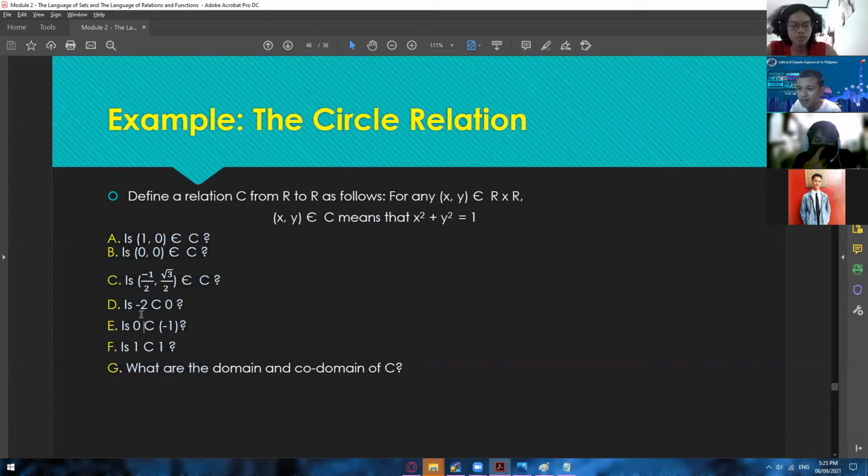So we have a given ordered pair in here, wherein (1, 0) is an element of C. Is this ordered pair in relation with each other? Before it was represented by R, but in here it's now represented by C, meaning it's a circle relation. For us to say that they are in relation, you must meet this condition: x squared plus y squared is equal to 1. This is the x and this is the y. So 1 squared is 1, and 0 squared is 0. So 1 is equal to 1. So A is yes. How about letter B?